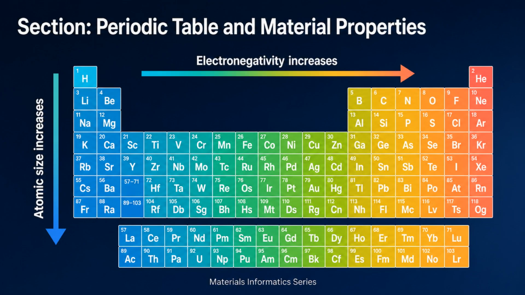Now let's explore how the periodic table connects to material properties. The periodic law states that elemental properties change periodically, and this periodicity directly contributes to predicting material properties. Understanding these trends helps us interpret why certain composition features are predictive.